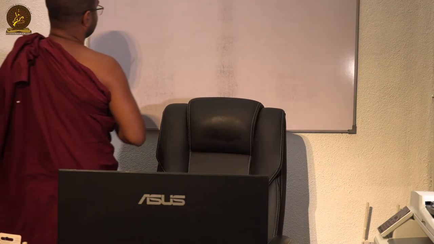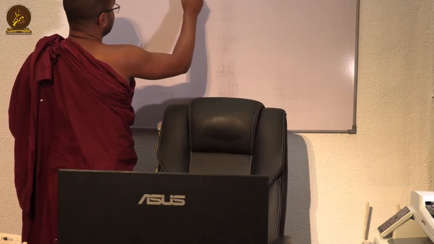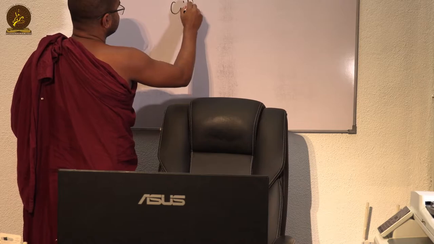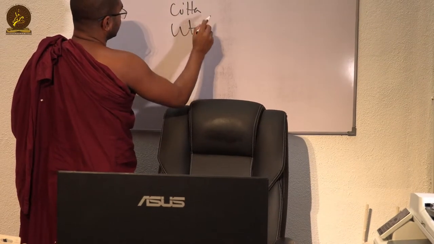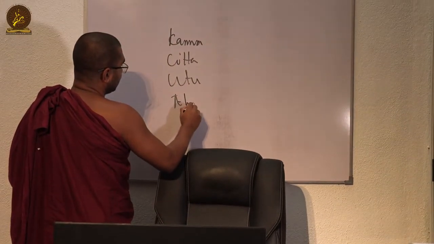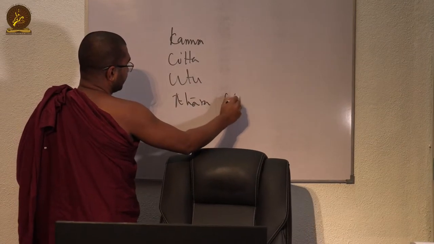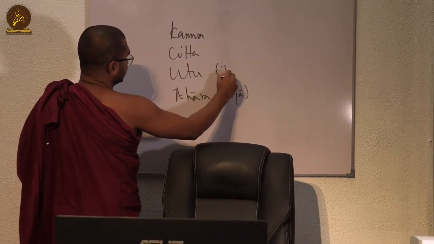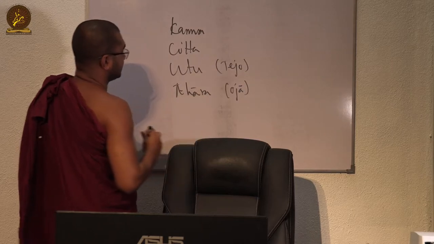So now we move on to the four major causes of origin of rupa. They are namely kamma, citta, uttu and ahara. Kamma is karma, citta is mind, uttu is tejo dhatu, the heat or cold element, and ahara is oja, nutriment.